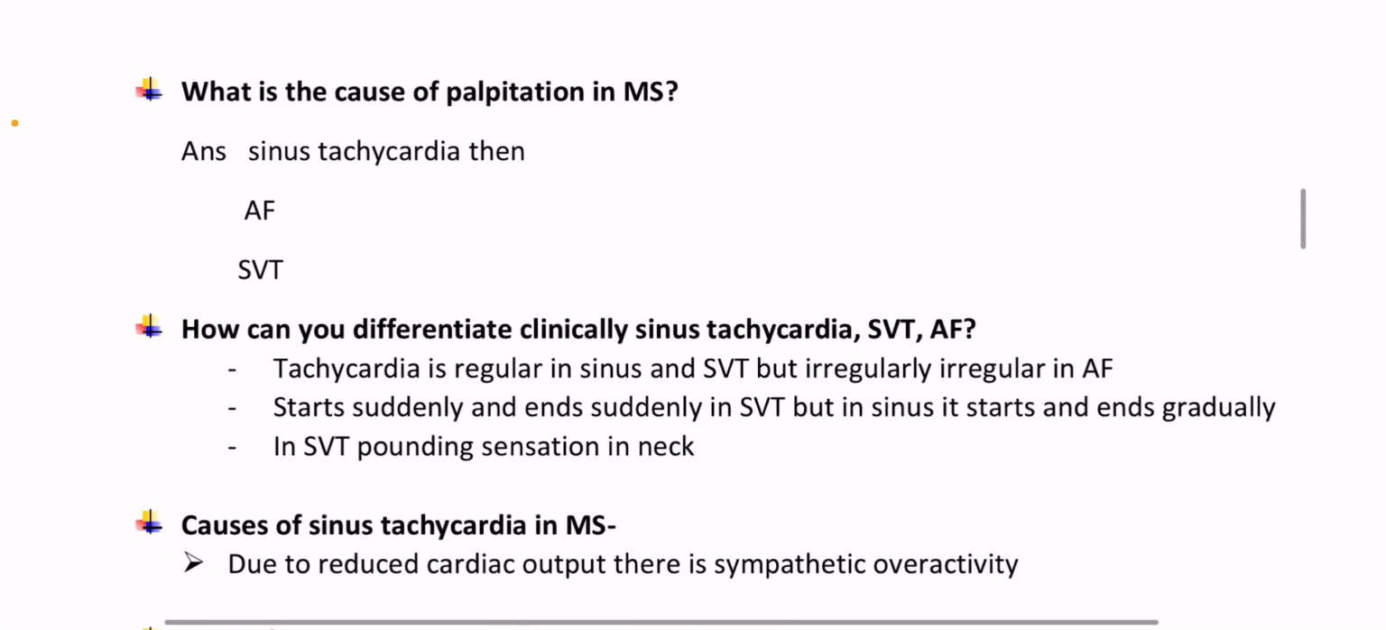What is the cause of palpitation in mitral stenosis? Sinus tachycardia, then atrial fibrillation, SVT. How can you differentiate clinically sinus tachycardia, SVT, and atrial fibrillation? Tachycardia is regular in sinus and SVT, but irregular in atrial fibrillation. It starts suddenly and ends suddenly in SVT, but in sinus it starts and ends gradually. In SVT, there is a pounding sensation in the neck. Sinus tachycardia in MS is due to reduced cardiac output, with sympathetic overactivity.